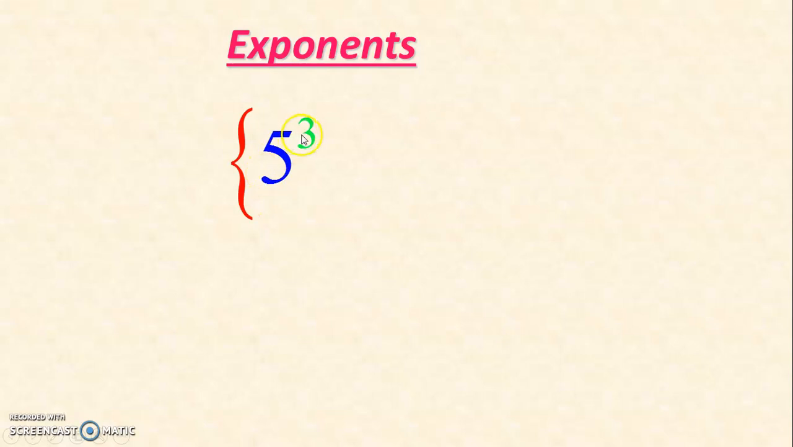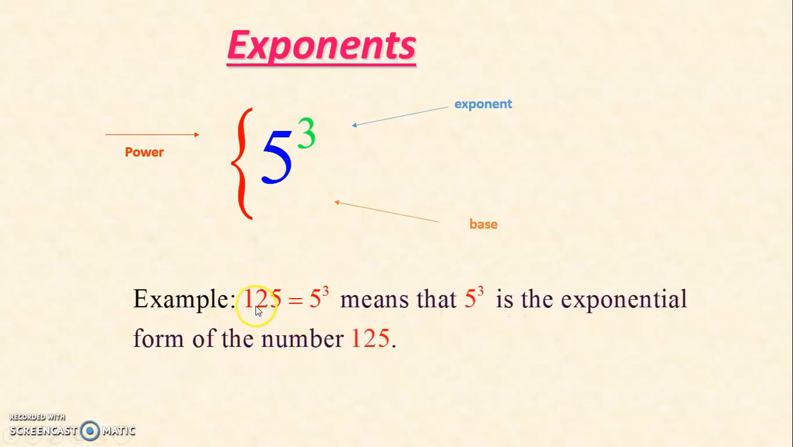5 raised to 3. Let us identify what is 5 and what is 3. 5 is what we call the base, and 3 is what we call the exponent. So 5 raised to 3 is what we call a power. Okay, so for example, 125 is equal to 5 raised to 3, which means that 5 raised to 3 is the exponential form of the number 125.